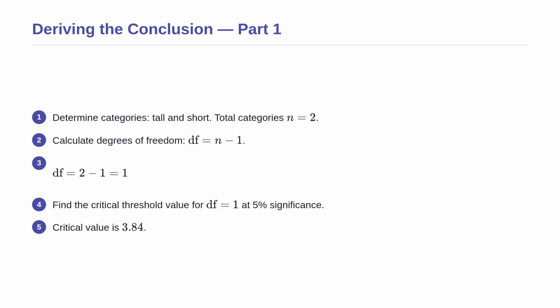Next, a biologist looks at a standard statistical table to find the critical threshold value for 1 degree of freedom at a standard 5% significance level. That critical value is 3.84. This is our mathematical finish line.